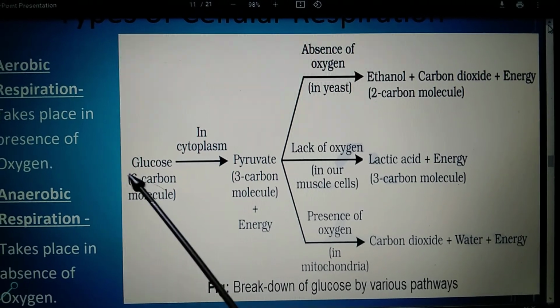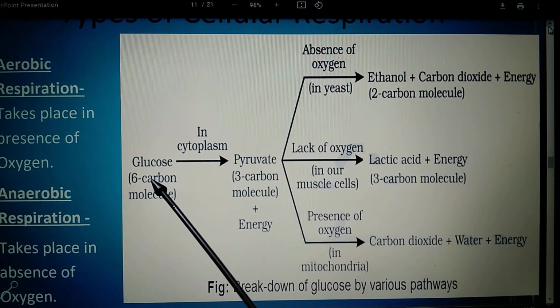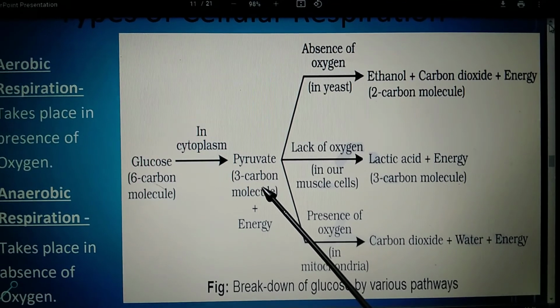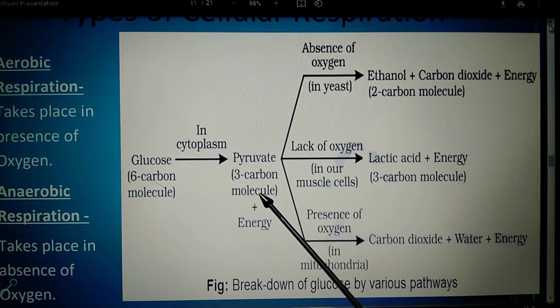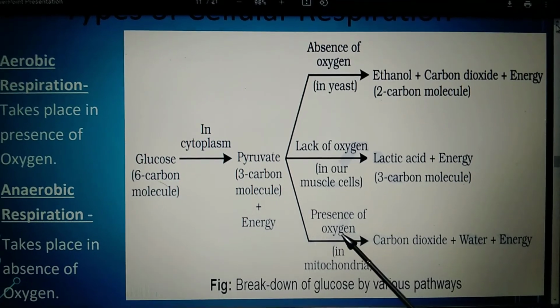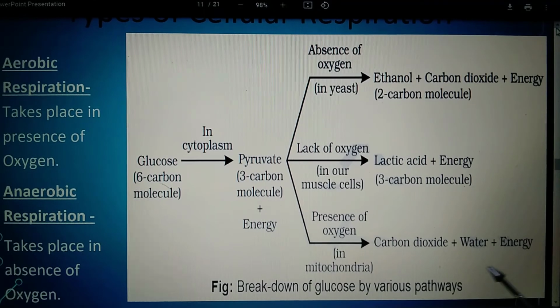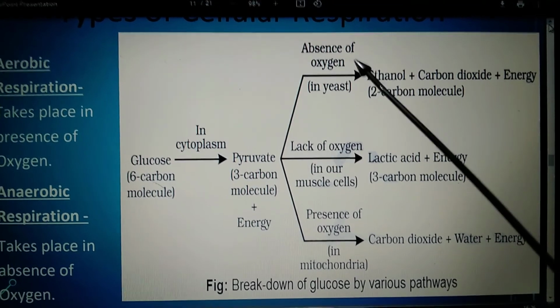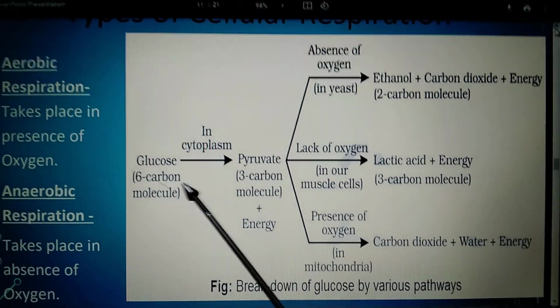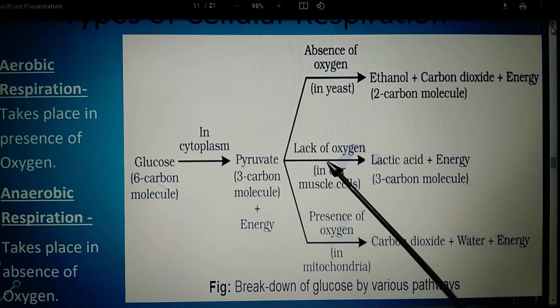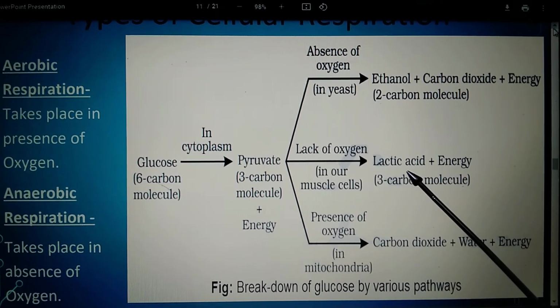And when the oxygen is present, then the glucose is converted to pyruvate with the help of the process known as glycolysis, and it is converted to carbon dioxide, water and ATP. So in the case of yeast, glucose is converted to ethanol. In humans, in the absence of oxygen, it is converted to lactic acid.